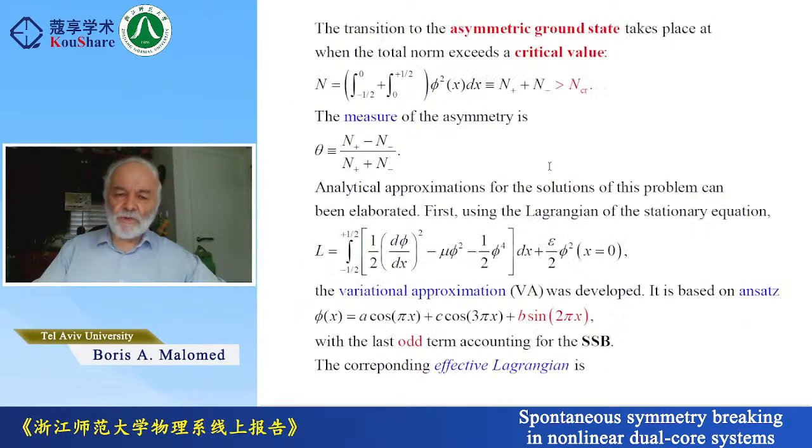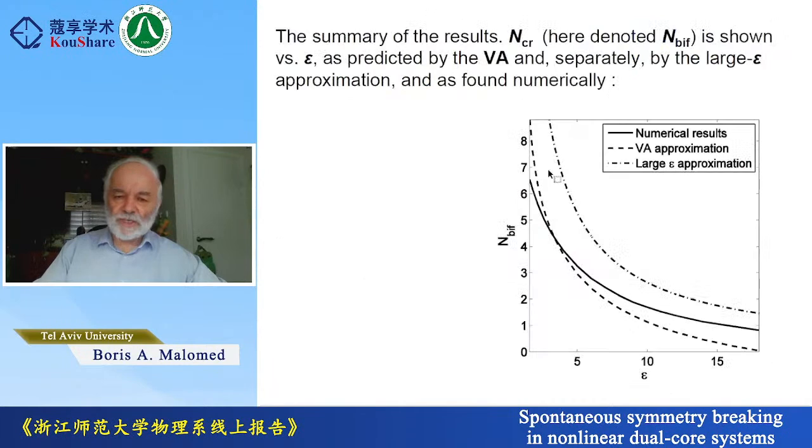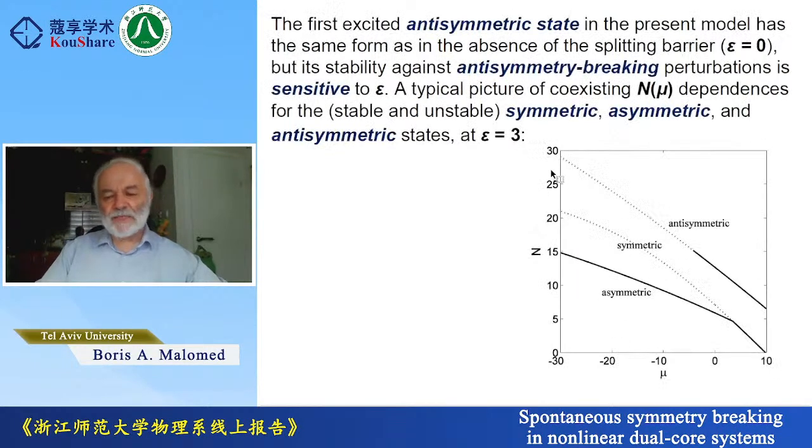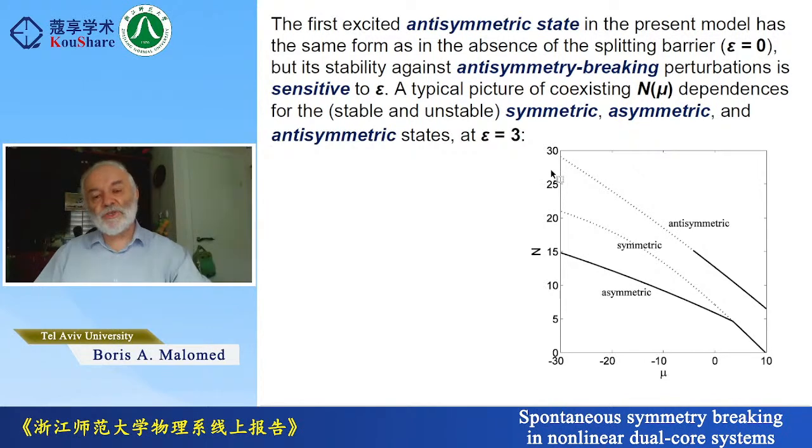However, what is also important is not only to obtain the stationary shape of this antisymmetric excited state, but also to explore its stability. And for the stability, the presence of the potential becomes essential because we may have small perturbations which do not vanish at x equal to 0. There is no reason to assume that small perturbations must also vanish at x equal to 0.